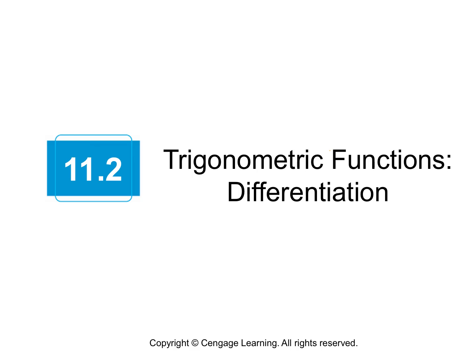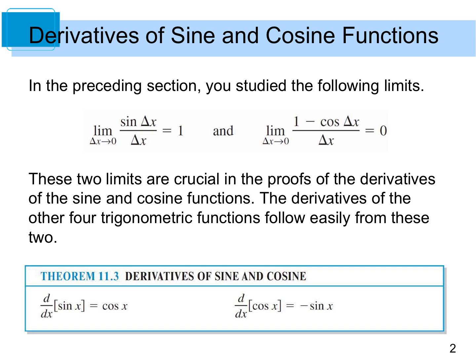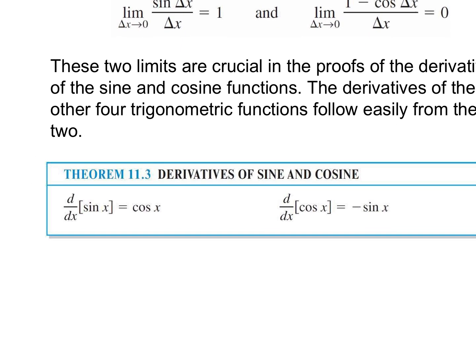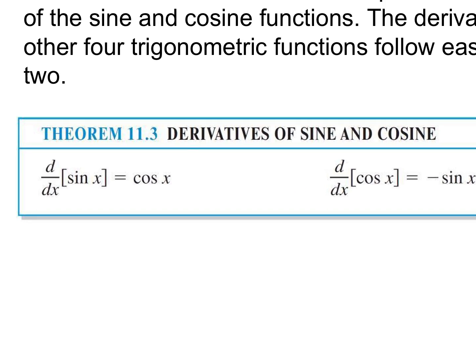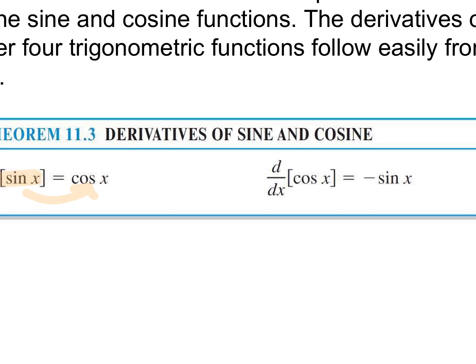All right, 11.2, we're going to be taking the derivative of trig functions. So in theorem 11.3, we have the derivatives of sine and cosine. The derivative of sine is cosine, and the derivative of cosine is negative sine. So you're going to have memorized the 6 trig functions and their derivatives. So these are the first 2 that we're going to look at.